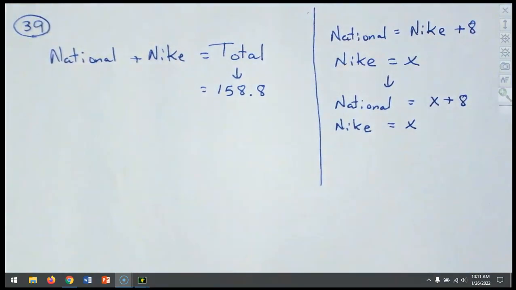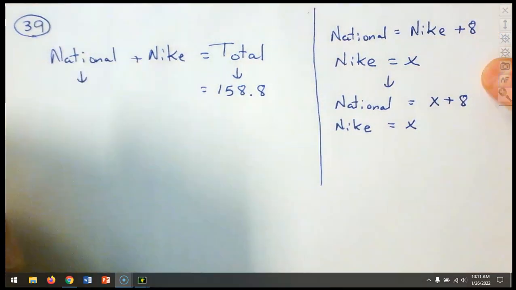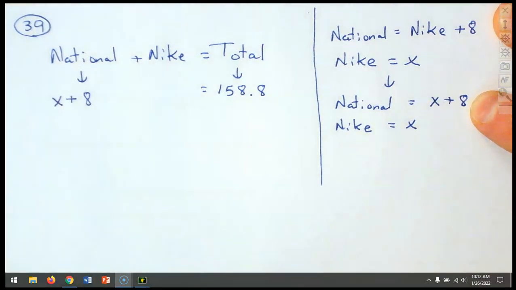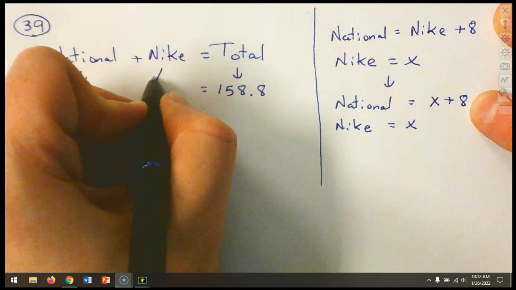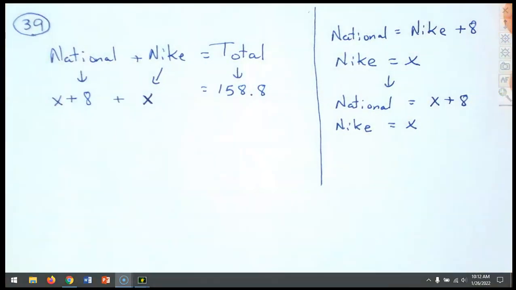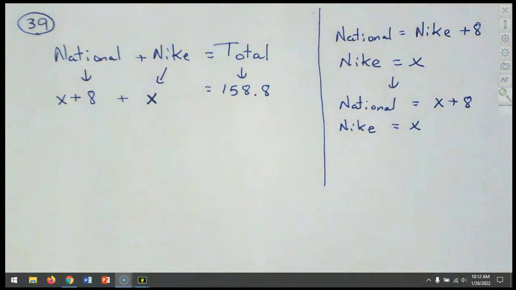Very, very similar to the previous question. Only instead of a perimeter, we've got a total. Now we can fill it in. So what do we know about National Geographic? Well, it's x plus 8, isn't it? And we know that Nike is going to be what? X. So now we've got it. We've got our equation. We can solve it.